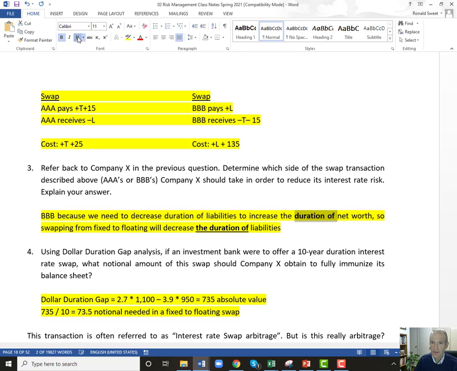This transaction won't have any impact whatsoever on the level of net worth. It just increases the duration of net worth. Make sure those words, the duration of, are in your answers. Otherwise, you're not saying it correctly. Now we'll count off for that.